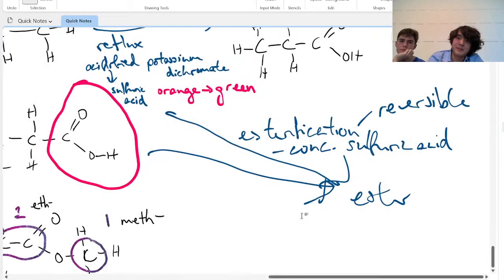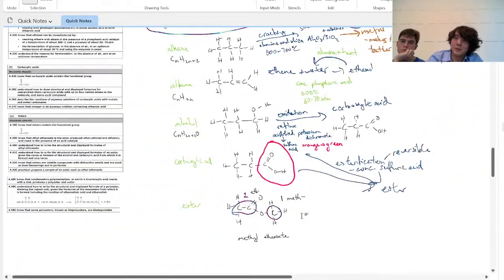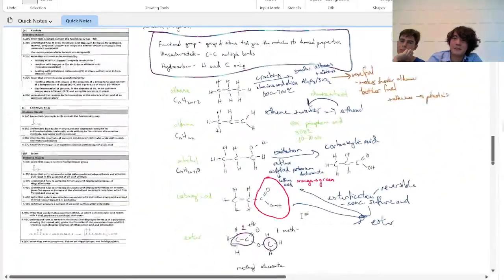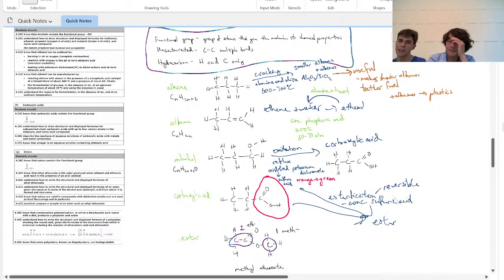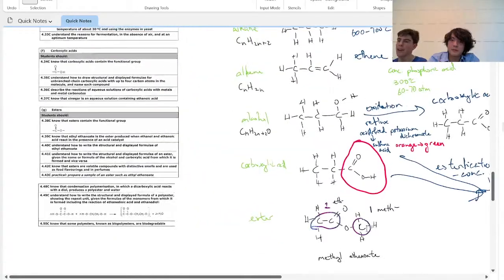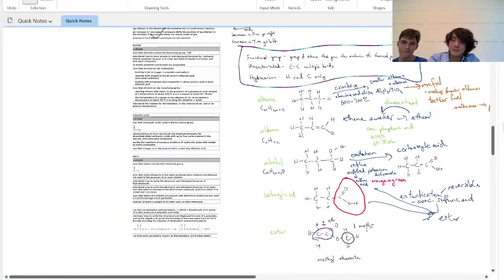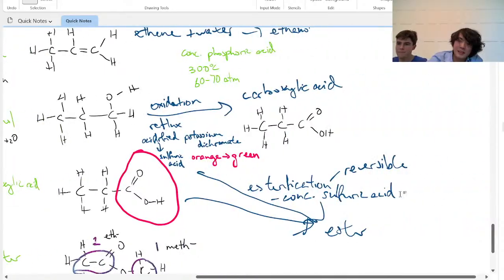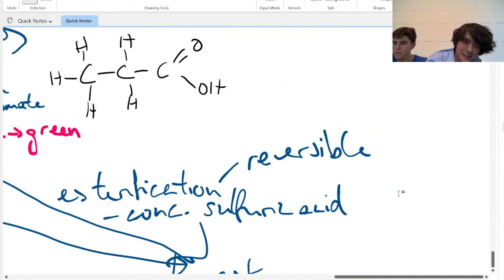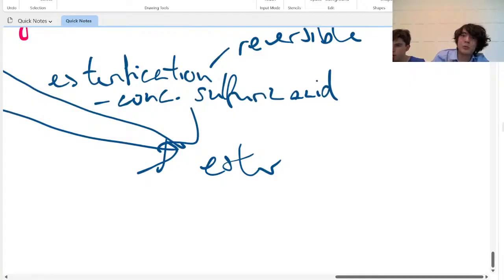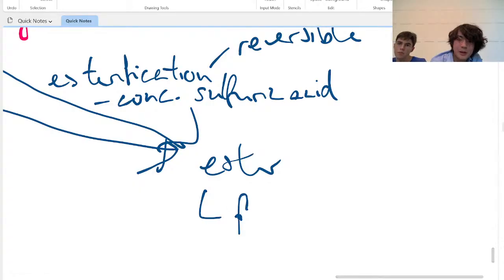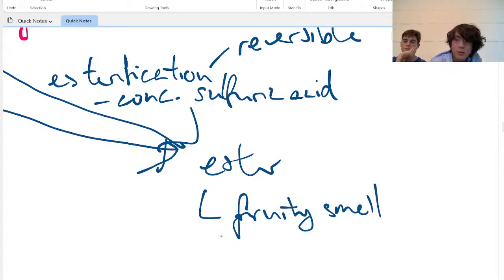Right, ester. I think that's all you need to know. You need to know it's reversible. So if you add water back, it'll go back to a carboxylic acid and an alcohol, and it has a fruity smell. They'll ask how you know that an ester is formed after the reaction. You can write fruity smell or oily drops.